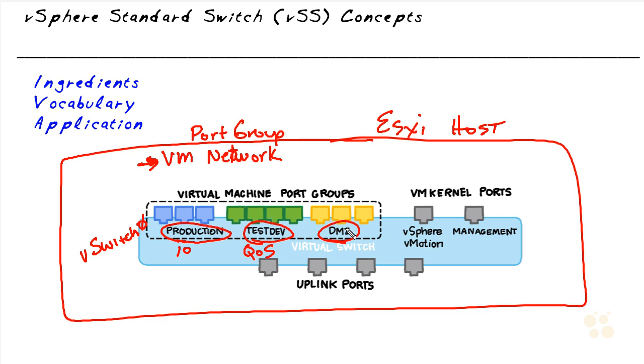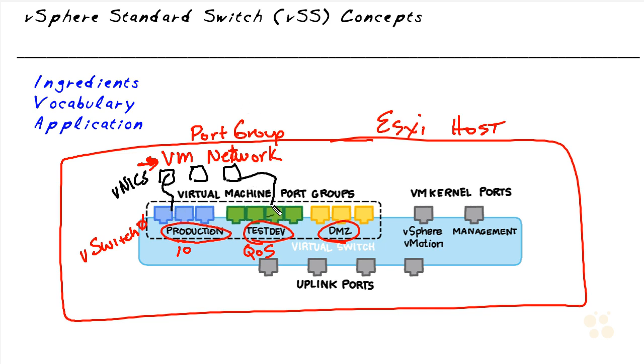And the same for DMZ. Any devices that we connected to the VM port group called DMZ would get those same characteristics regarding their connectivity to the virtual switch. So if we were going to draw this to make it complete, we could have our virtual machines here. They've got their VNICs. And then we connect them logically to the port group that we want them to be in.